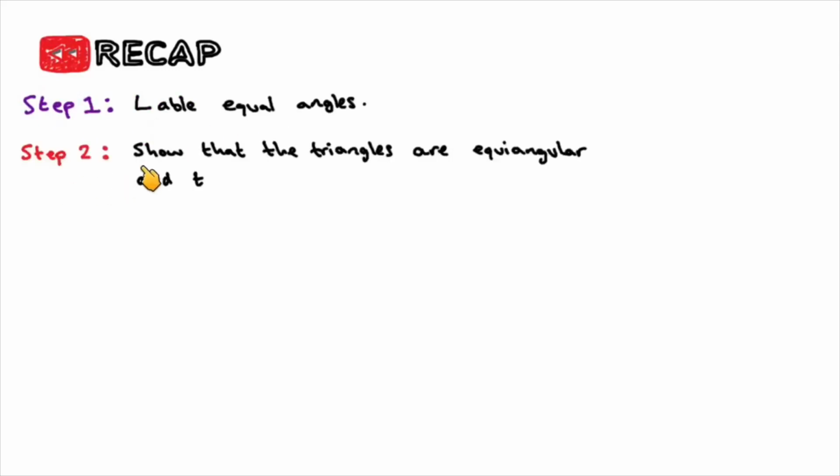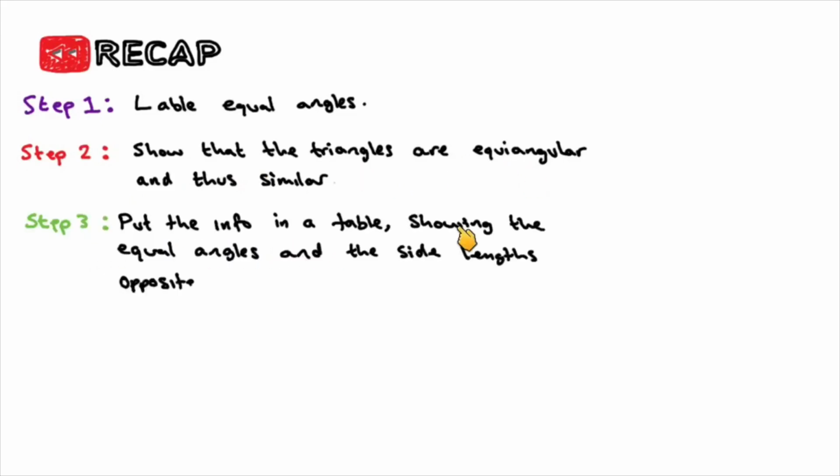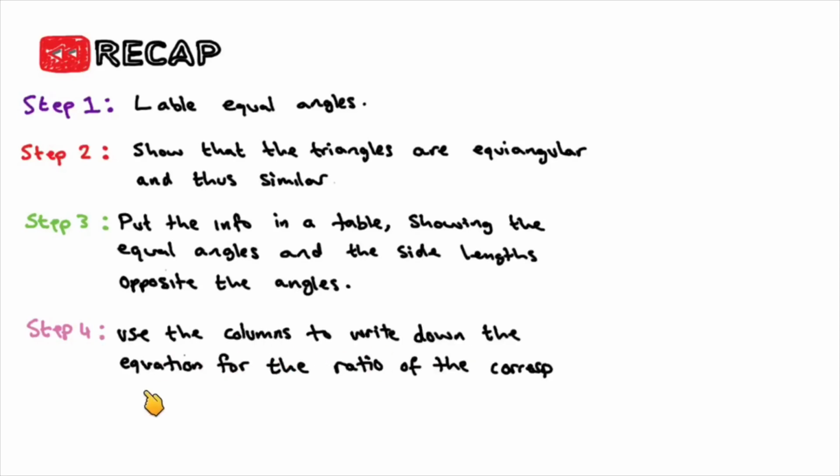Step 1, label equal angles. Step 2, show that the triangles are equiangular. Step 3, put the information into a table, showing the equal angles and the side lengths opposite the angles. Step 4, use the columns to write down the equation for the ratio of the corresponding sides. And finally, step 5, solve the equation.